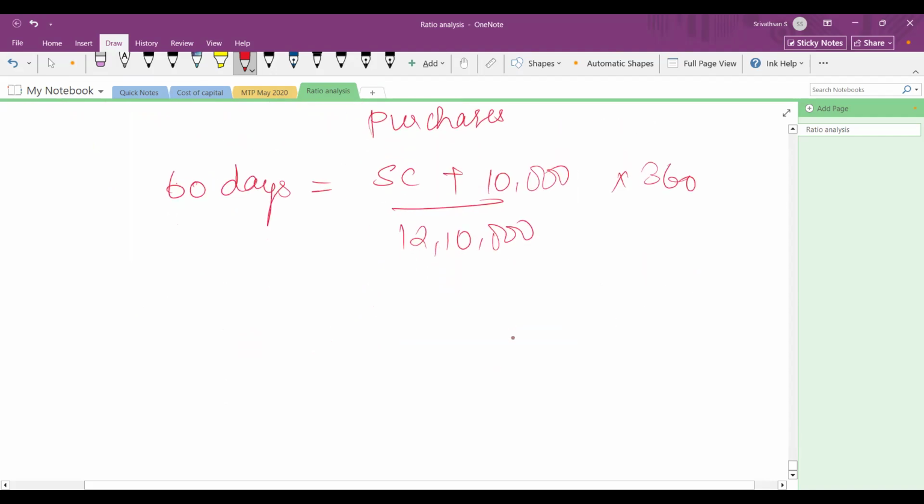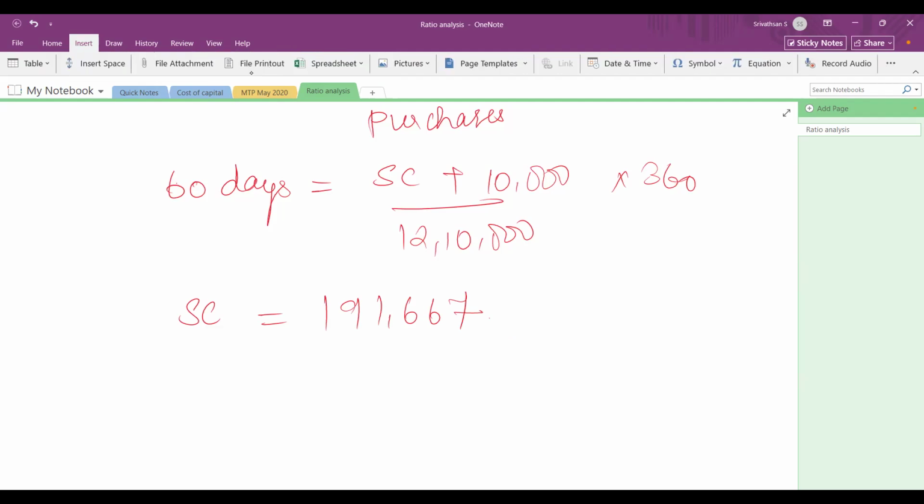So how much do we get for sundry creditors? Solve it and tell me the numbers. 5,95,000. Something like that. 1,91,667. Got it? Everyone done till this point?